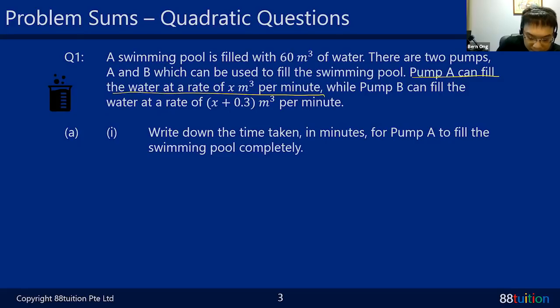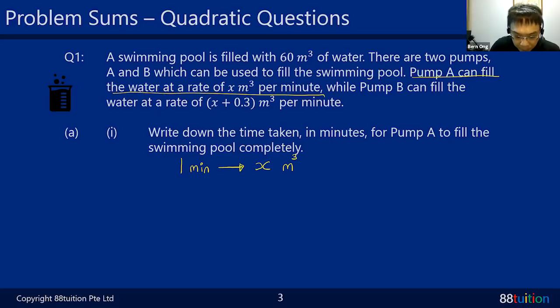Means that what? Means that in 1 minute, X cubic meter of water goes into the swimming pool. So from the underlined portion, I summarize it as this statement here: in 1 minute, X cubic meter of water goes in.